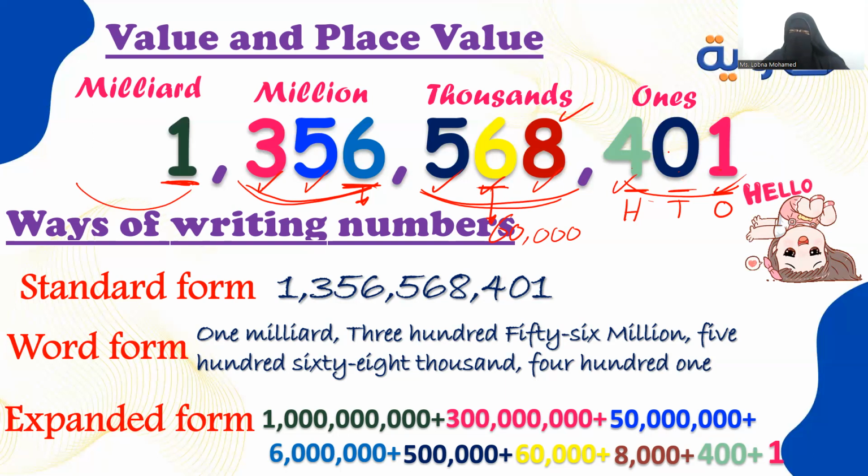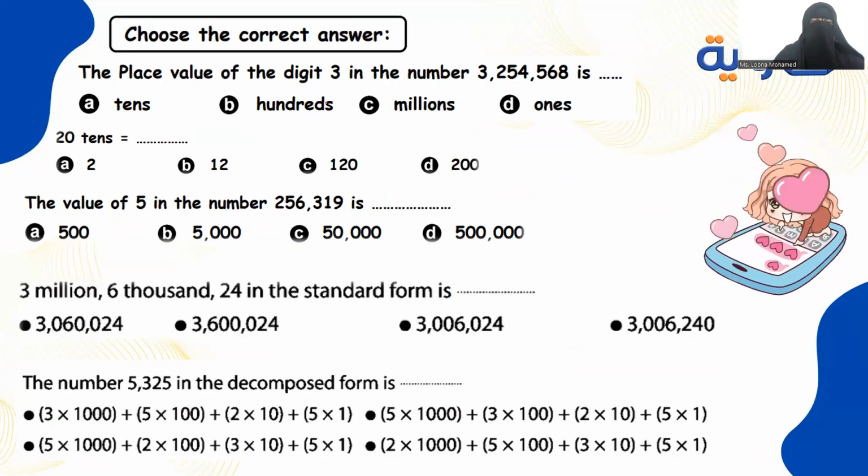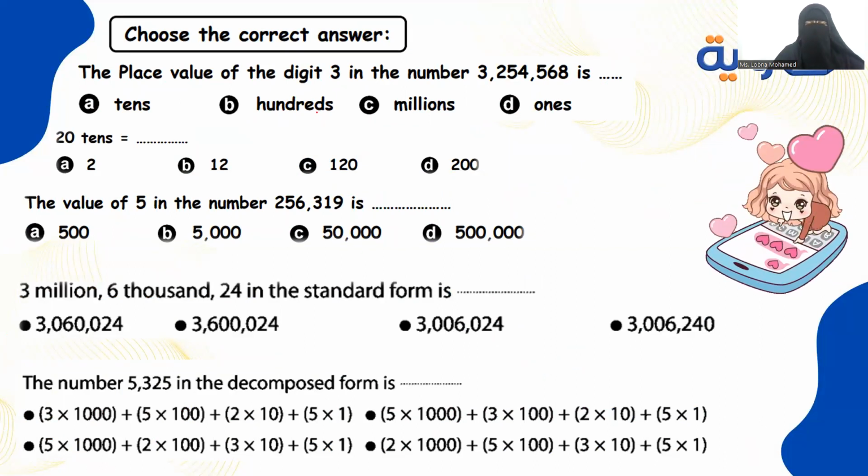Okay, so again, to write the number in the expanded form, you have to write each digit with its value. Okay, now let's start to solve the first question here together. He asks you to choose the correct answer: the place value of the digit 3 in this number. What is the number? This number is what?